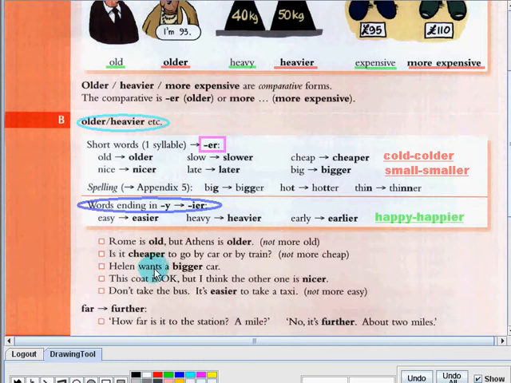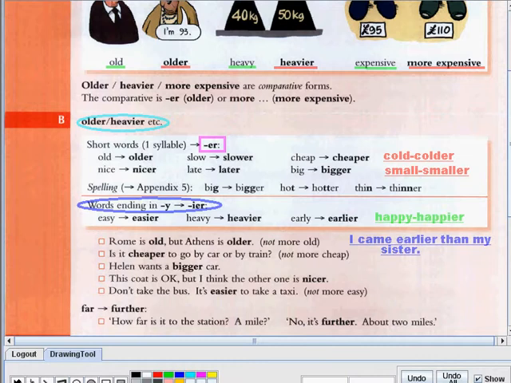Helen wants a bigger car. Fourth sentence, this coat is okay, but I think the other one is nicer. For the last sentence, don't take the bus. It's easier to take a taxi. So can you give me more examples of sentences with comparative forms of adjectives?